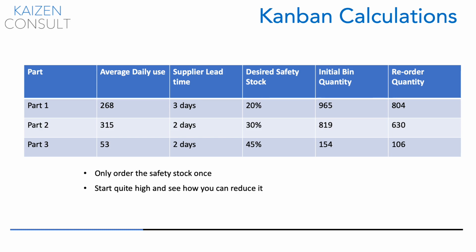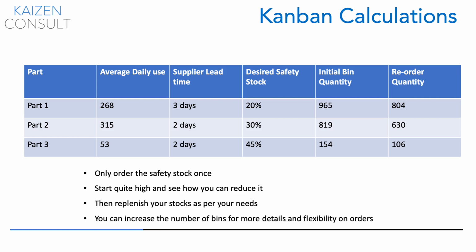Consider what experience you have on reliability of your supplier to supply the parts and what you can learn on part consumptions and potential fluctuations. Then use the Kanban to replenish as you consume the parts, as per your real needs. You can also increase the bins to 3 or 4 of smaller sizes should you feel it may give you more flexibility.